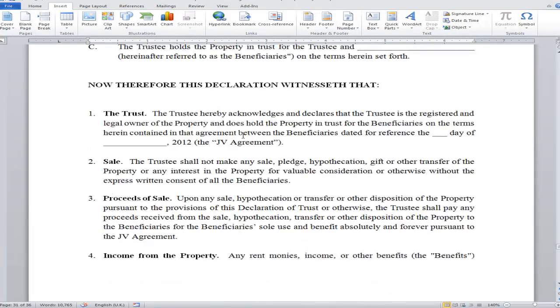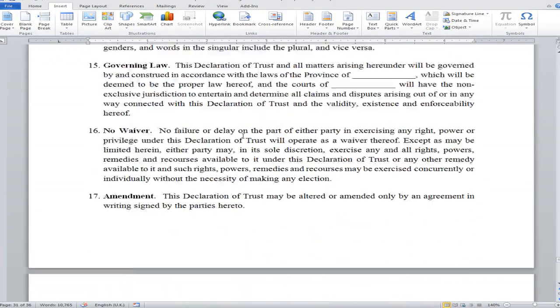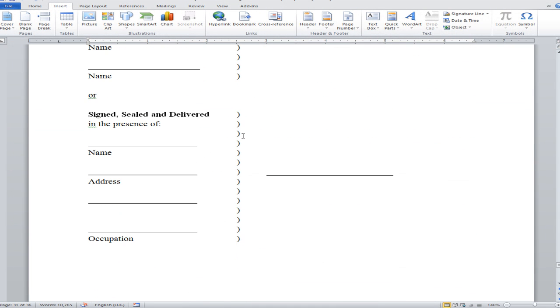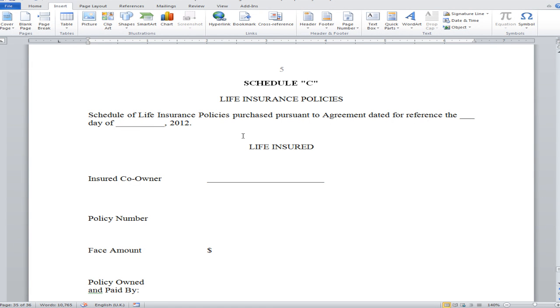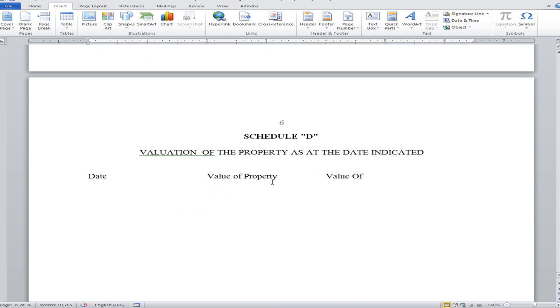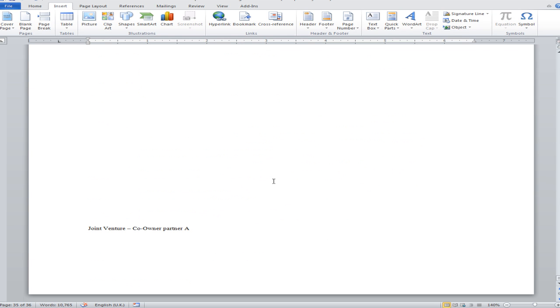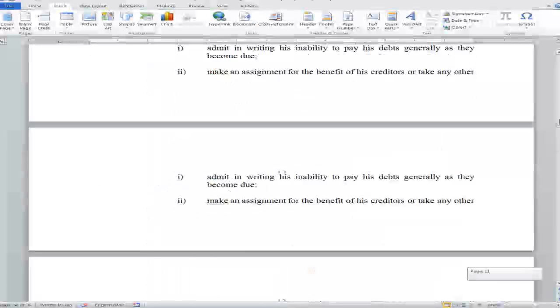Declaration of trust is really important. This is basically saying that this person is keeping my money in trust if I'm not on title, and this is my legal document. So I had to understand what the legal process is, as well as understanding the joint venture agreement. Then we have life insurance policies. We have valuation of the property. And then of course, there's the other schedules, which would be the rental agreement.